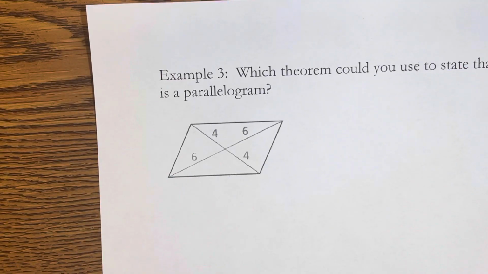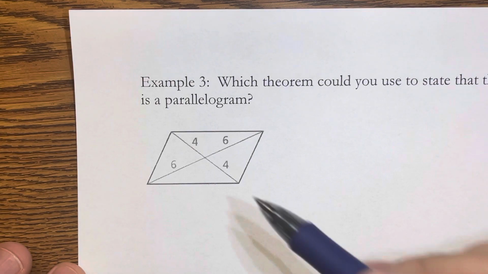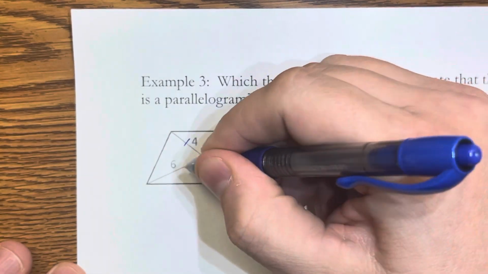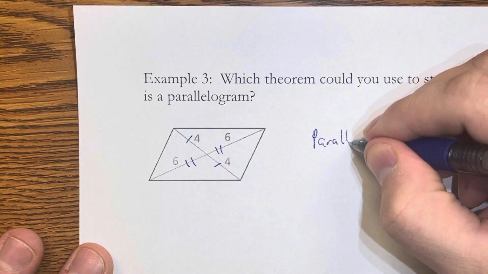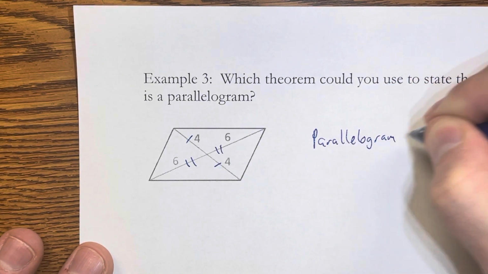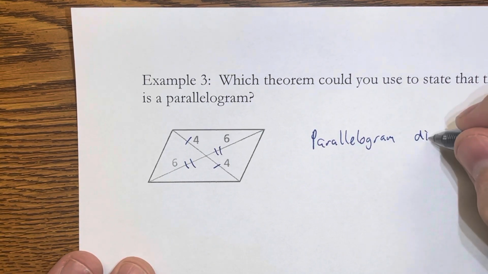So which theorem could I use to show that the figure is a parallelogram? Well, I could state, let's see here, I got 4, 4, so the diagonals bisect each other, so we would use the parallelogram diagonals converse.